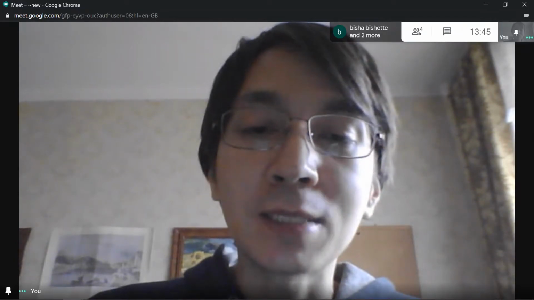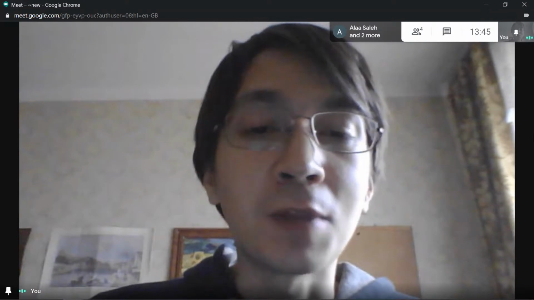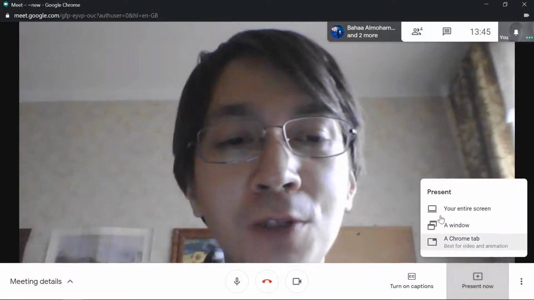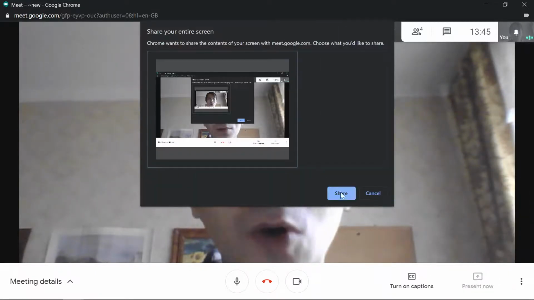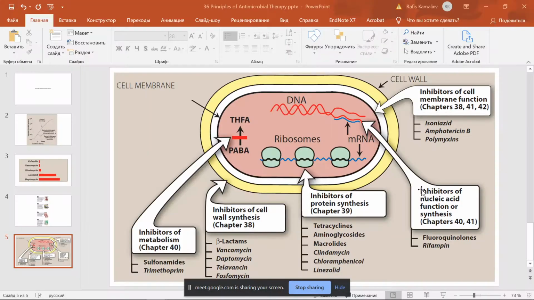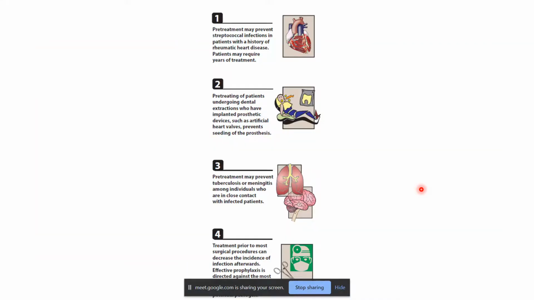There are some cases when antibiotics will be prescribed for prophylaxis, but prophylaxis is not the common way of prescribing antibiotics, because most of the time antibiotics are prescribed only after the disease is already seen in the patient, but sometimes it can also be prescribed for prophylaxis, and there are only four cases for that.